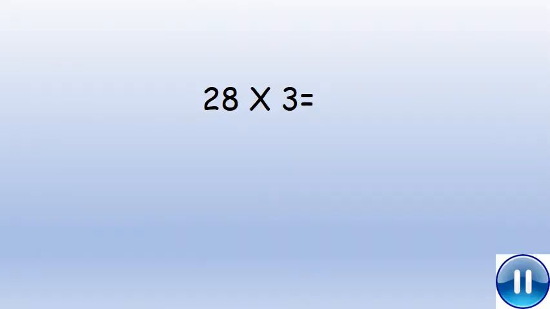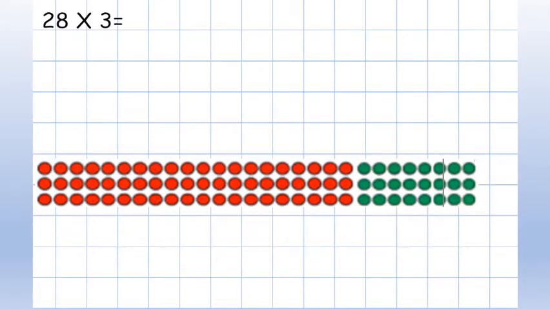Now let's have a go at 28 times 3. But before I have a go, why don't you see what you would partition that calculation into, but also see if you can factorise that calculation to make it a 3-number multiplication. What do you think?